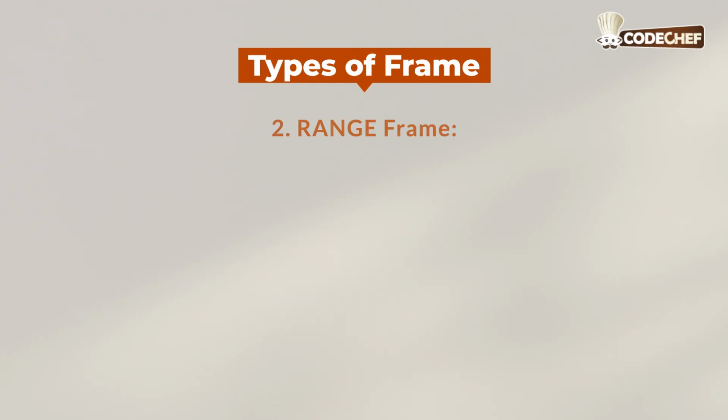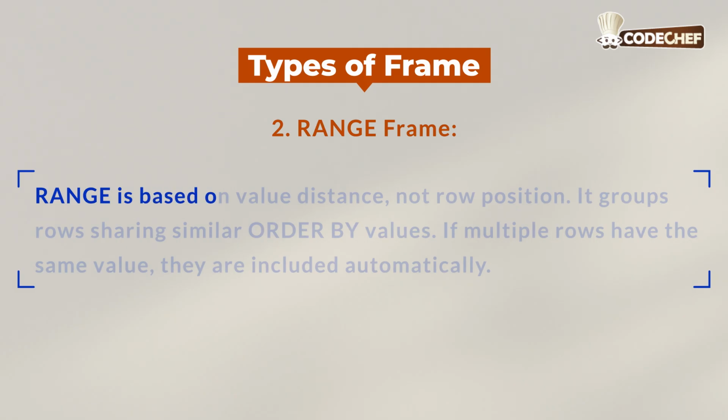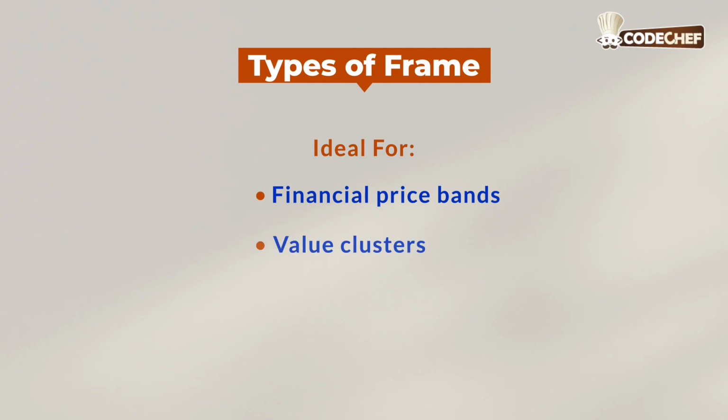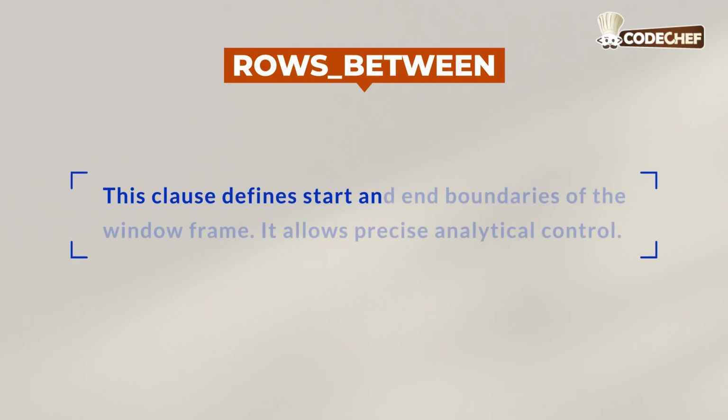Second type of frame is range frame. Range is based on value distance and not row position. It groups rows sharing similar order by values. If multiple rows have the same value, they are included automatically. Now, this type of frame is ideal for financial price bands, value clusters, and logical group analysis. Rows between. This clause defines the start and end boundaries of the window frame. It allows precise analytical control.